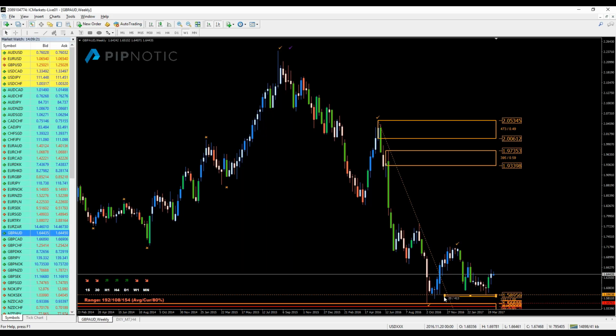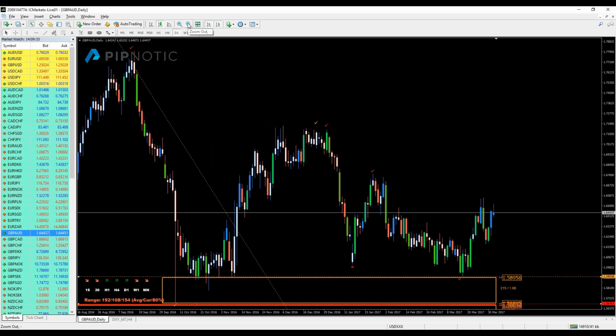So I'm going to mark off this area. I'm going to mark it off like that. So now we have a nested area of demand at this weekly area just below. And this is what price is currently struggling with. We go to the daily chart and have a closer look. You can see what we saw on the larger time frames. And currently we're reacting at this weekly demand.